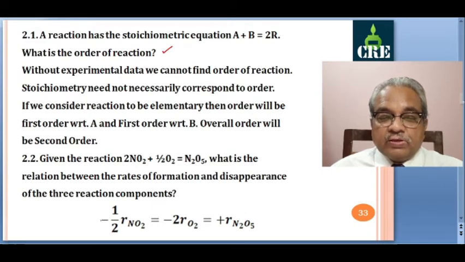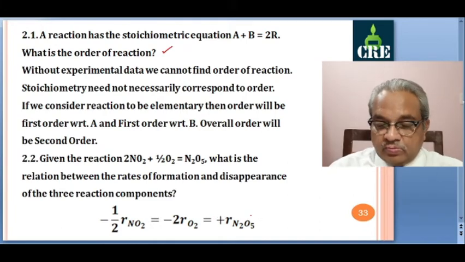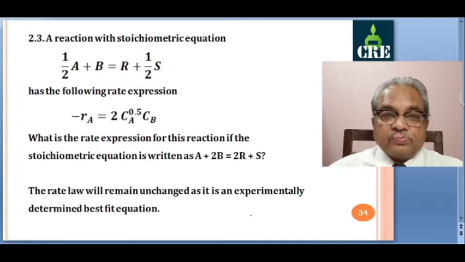For disappearance, minus sign. NO2 is disappearing, so minus rate of disappearance of NO2, represented as minus R of NO2, divided by 2. Rate of disappearance of oxygen, minus R of O2, minus sign for disappearance, divided by half, which means multiplied by 2, and 1 is to 1. So rate of formation, plus sign, plus rate of formation of N2O5. So this is the answer.